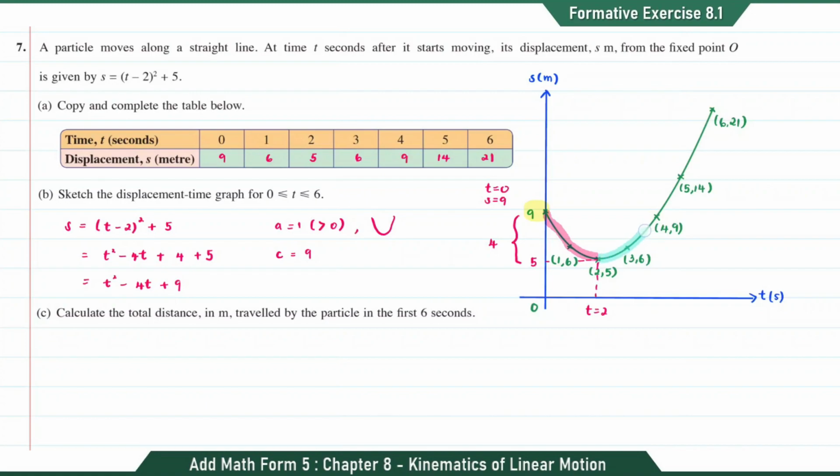Start from t equal to 2 until t equal to 6. The particle turns and moves to the right until s is equal to 21. So the distance traveled from t equal to 2 until t equal to 6 will be 21 minus 5, which is equal to 16. Then the total distance will be 4 plus 16, which is equal to 20.